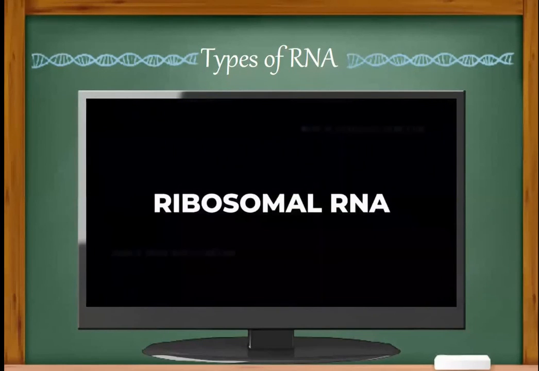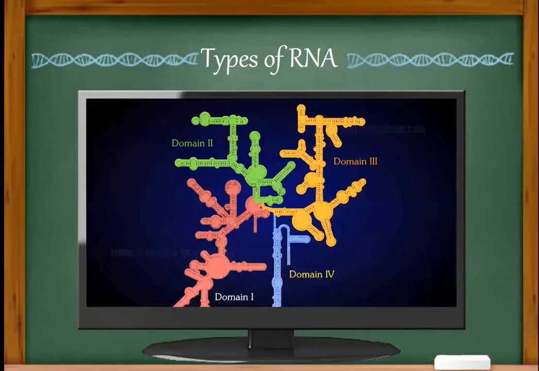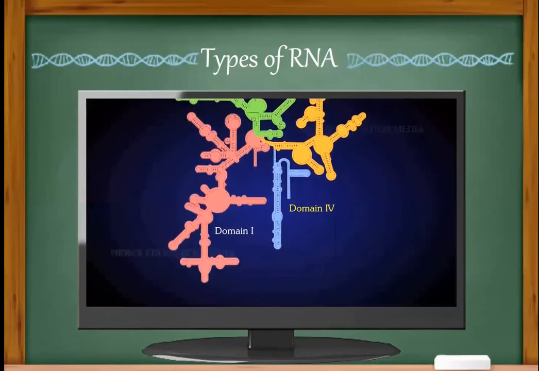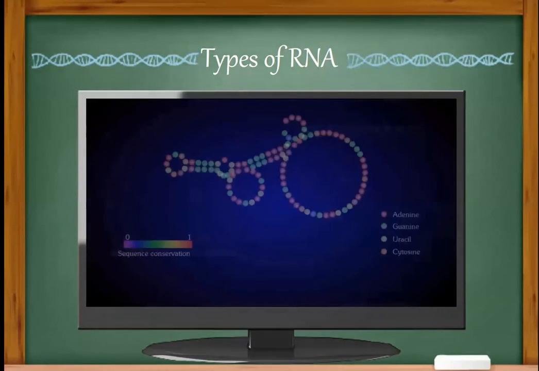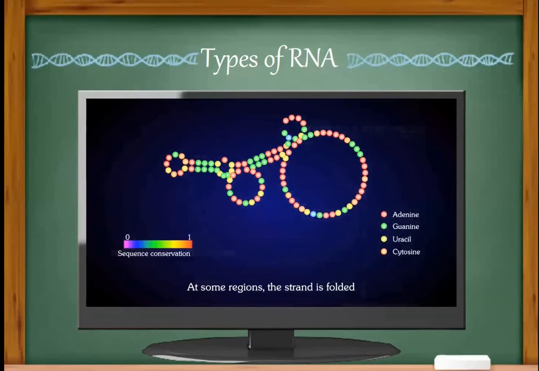Describe ribosomal RNA. This is found in the ribosomes. The rRNA represents about 40 to 60% of the total weight of the ribosomes. Relatively, it constitutes about 80% of the total RNA of the cells. They are produced in the nucleus. They are the most stable forms of RNA. They consist of single strand of nucleotides. At some regions, the strand is folded.